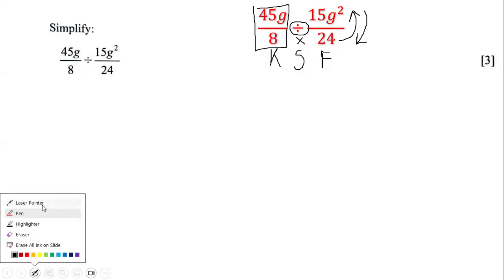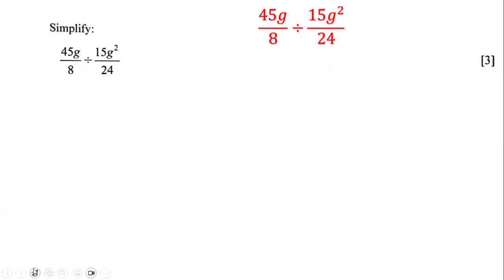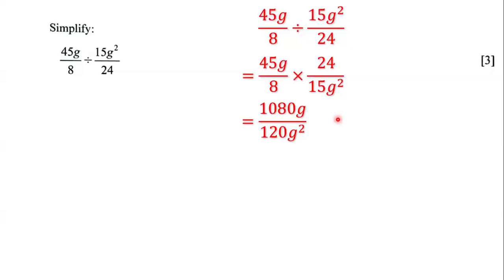And so let's do that. That's exactly what we're going to do here. Let me erase this ink. So keep, switch, flip. We're going to keep this first fraction right there, 45g all over 8. We switch this division sign into a multiplication sign, and we flip. So we put the 24 on top, and we put the 15g squared at the bottom. The next thing that we do is we multiply.